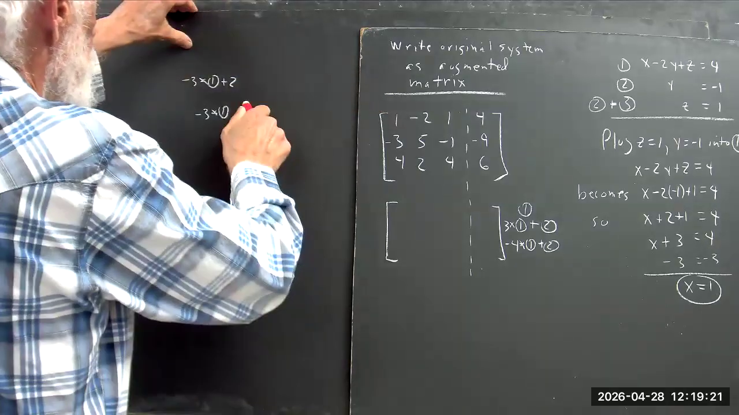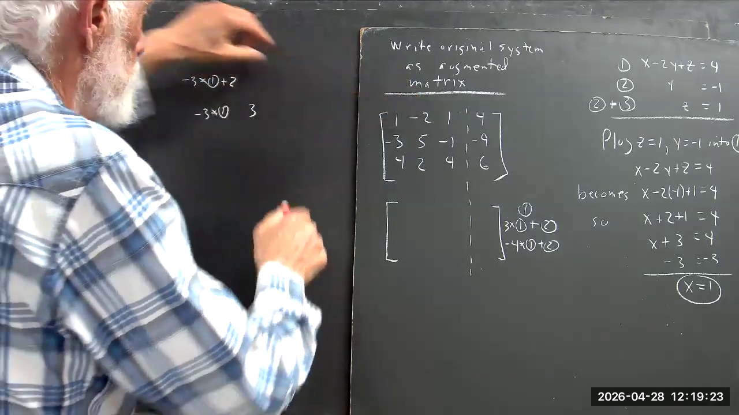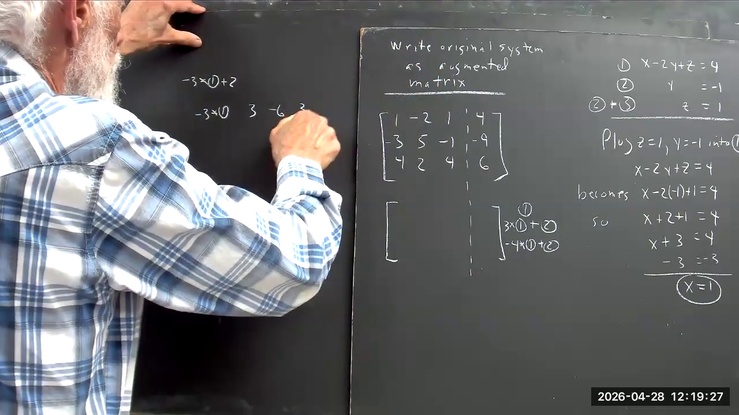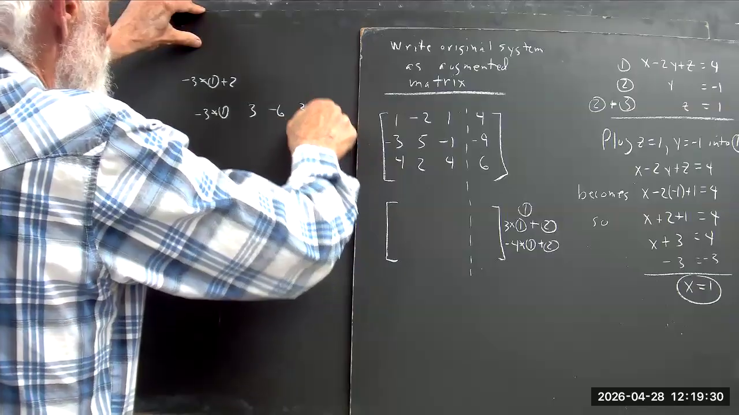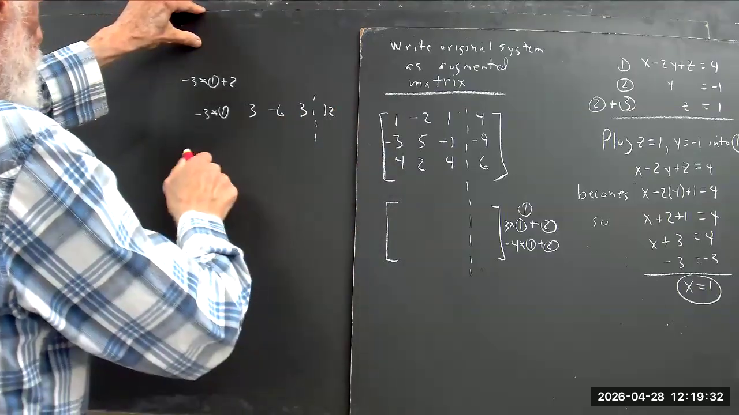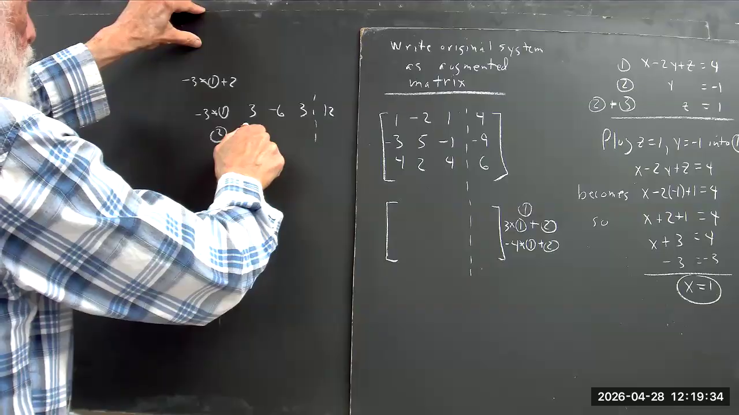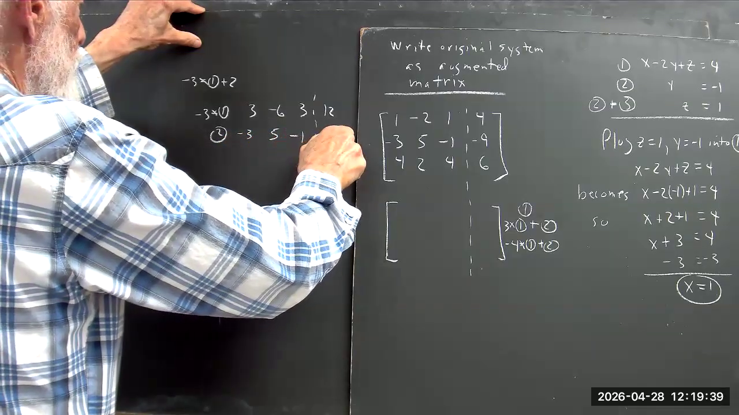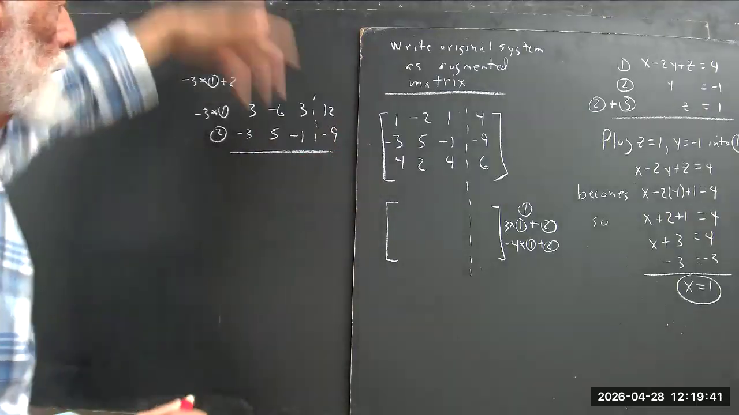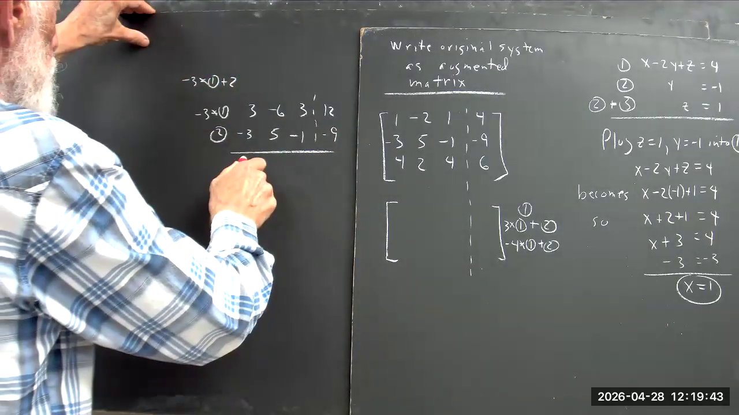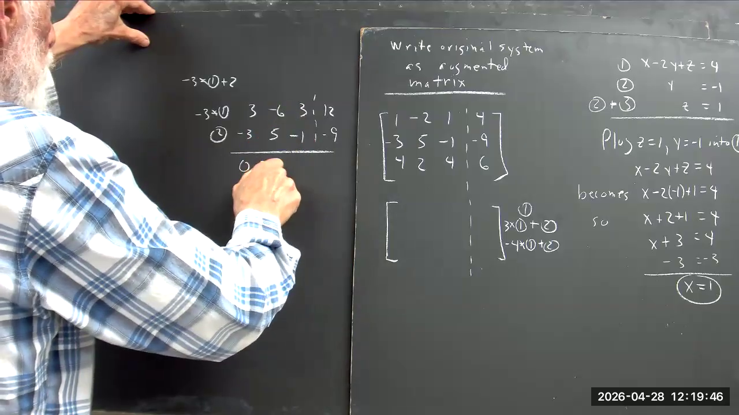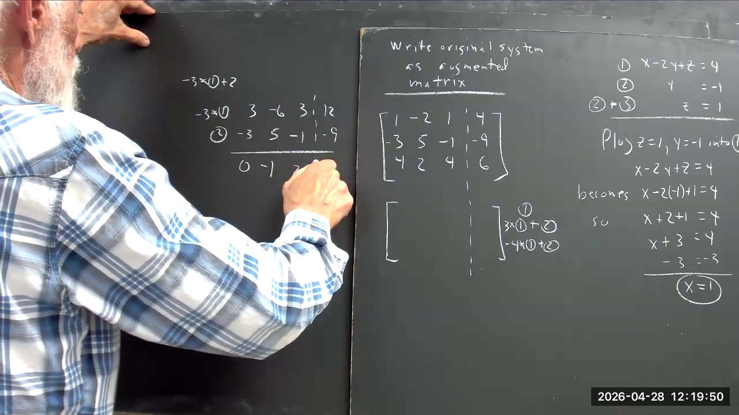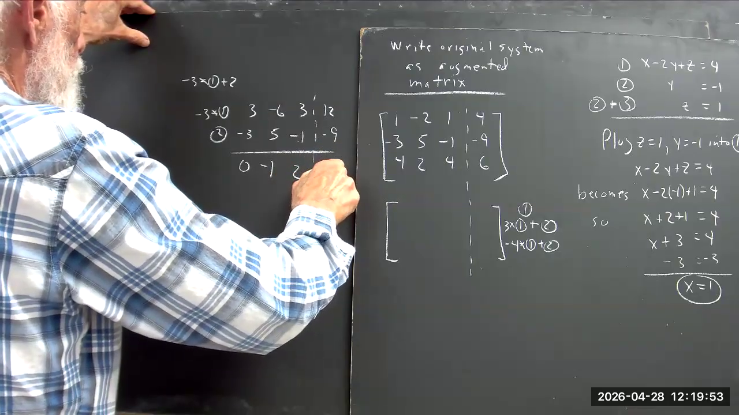3 times 1 is 3. 3 times -2 is -6. 3 times 1 is 3, and 3 times 4 is 12. And then row 2 is -3, 5, -1, -9. And we just add the numbers. 3 and -3 gives us 0. -6 and 5 gives us -1. 3 and -1 gives us 2. 12 minus 9 is 3.